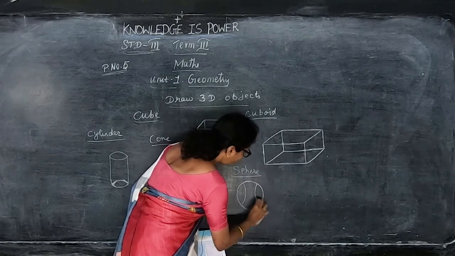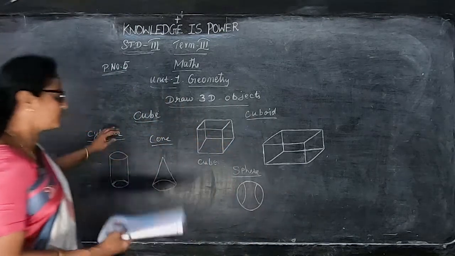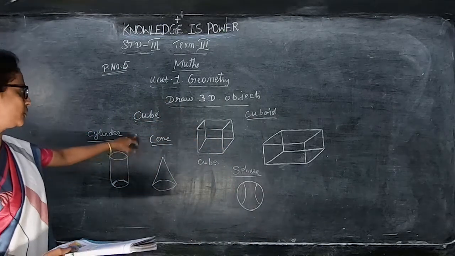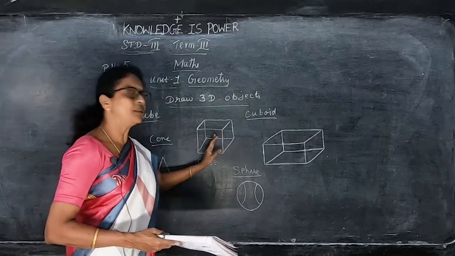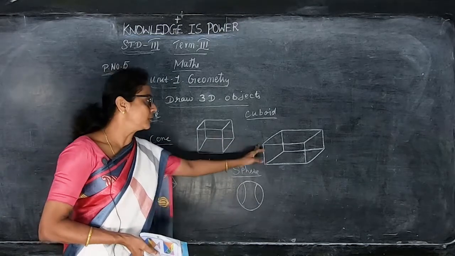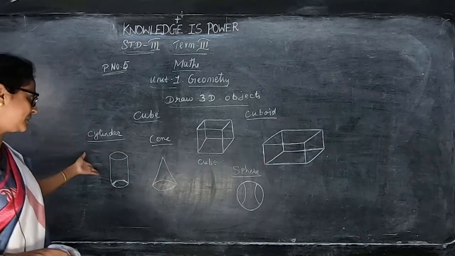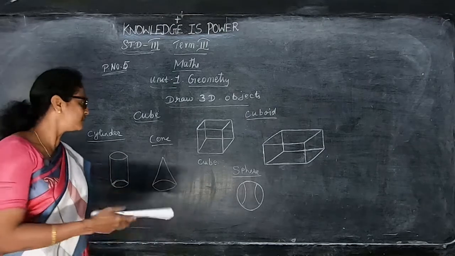They have given dots in your book. You can draw the shape. These are the 3D objects. Cube, cuboid. For the cube you have to draw the square. For the cuboid you have to draw the rectangle, and then cylinder, cone, and sphere.